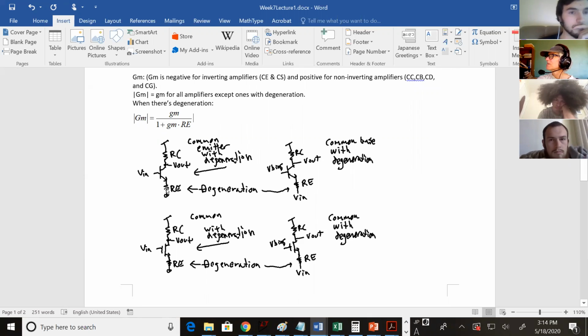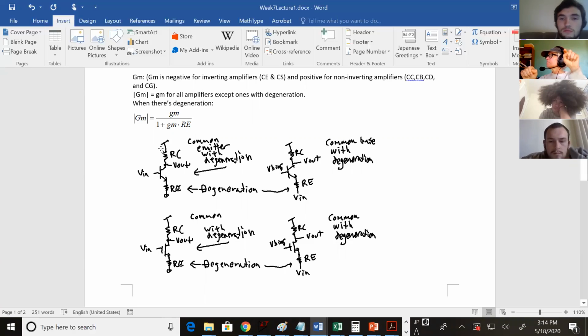We've seen that a few times, and you've seen it in lab. You can have a common source with degeneration. It's the exact same circuit as the common emitter with degeneration, except the BJT is replaced with a MOSFET. Or you can have a common base or common gate. And it's the same circuit, just like when you go from common emitter to common base.